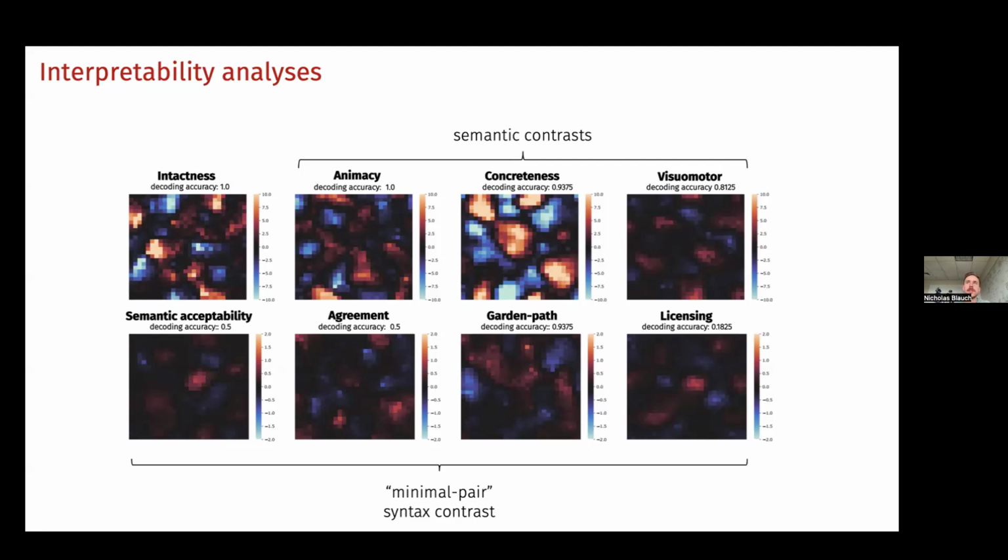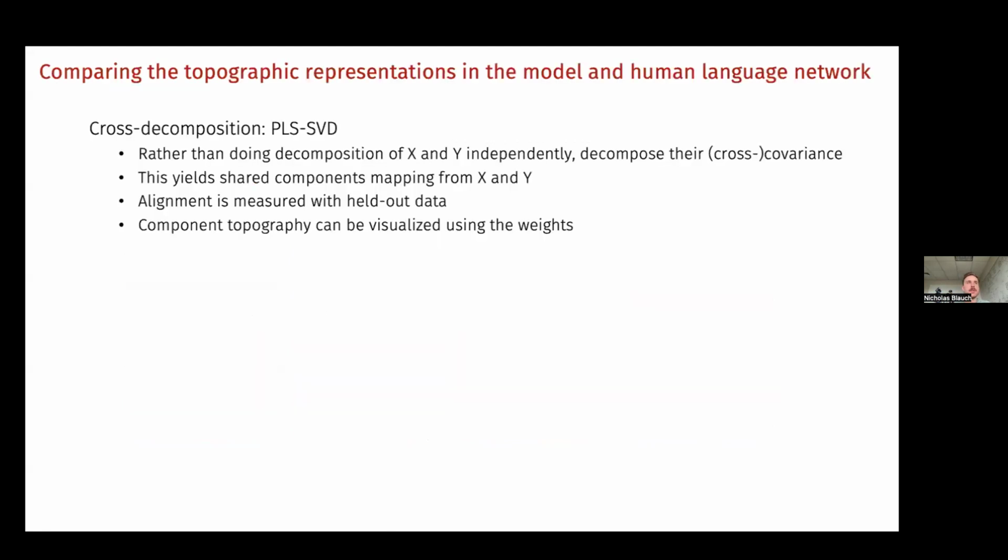Cool. Okay, so the last thing I'll do is show you that we can actually use these models as a comparison tool with the topographic representations in the language network. I showed you the principal components of each of these systems. One way that we can make sure that the components are related is to do something called cross decomposition with a technique called PLS-SVD.